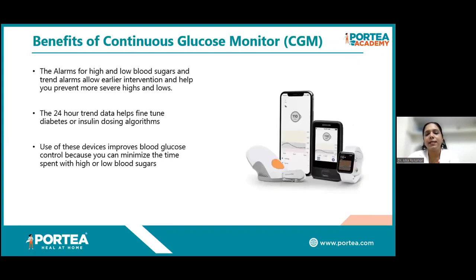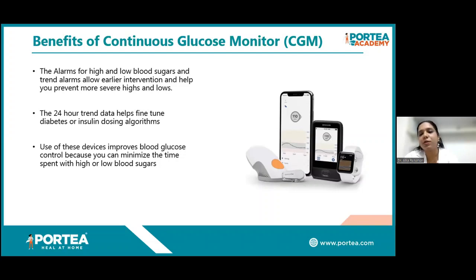And in this, the best thing is that there are alarms for high and low blood sugar. So you can know when your blood sugar is really high and when you are undergoing an episode of hypoglycemia, or low blood sugar. And these devices improve blood glucose control, because you can really minimize the time spent with high or low blood sugar. You know when your sugar is high, when your sugar is low.